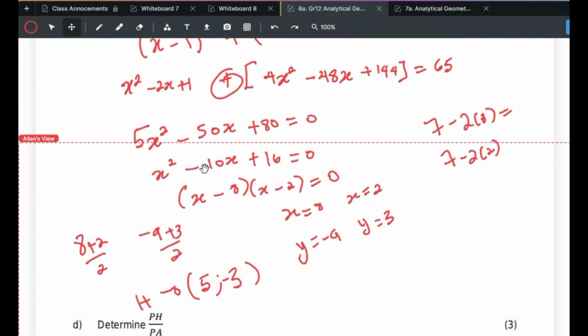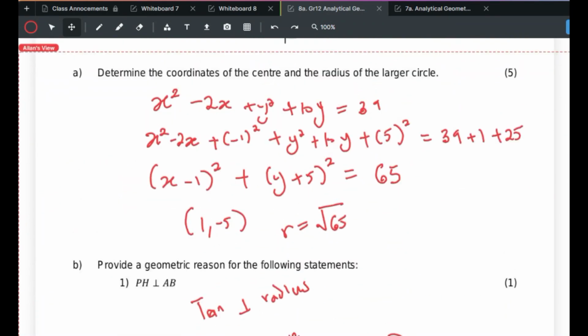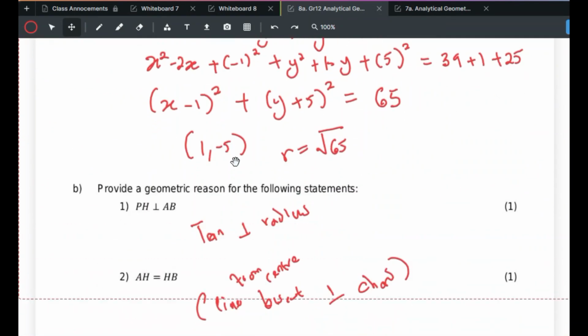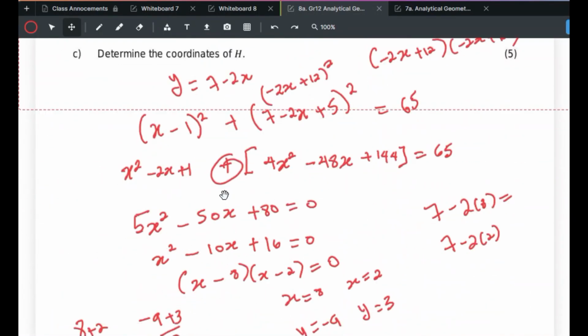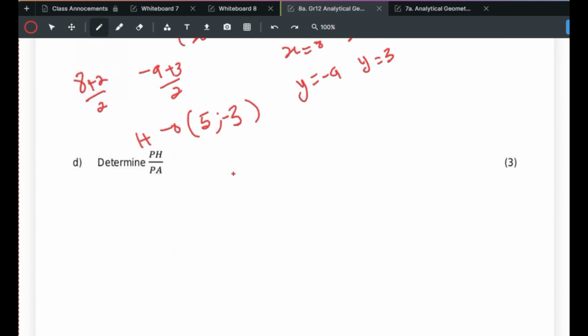Why did you even write P, by the way? Is it not this one here? Coordinates. P is the center, right? Yeah, it is 1 and -5. And H is what we just calculated, 5 and -3. So it is 1 and -5 for P.